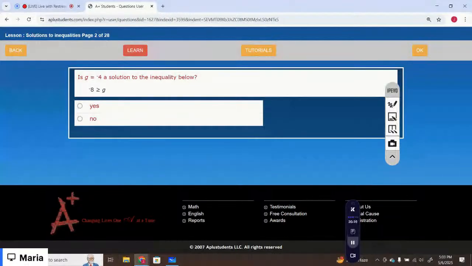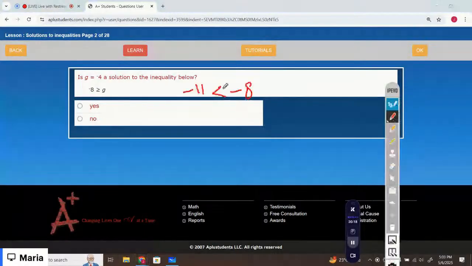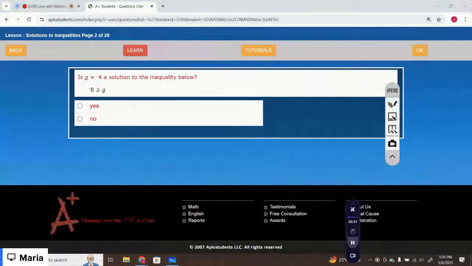Is G equals negative 4 a solution to the inequality below? So negative 8 is greater than or equal to... no, negative 8 is smaller. The correct option is no.